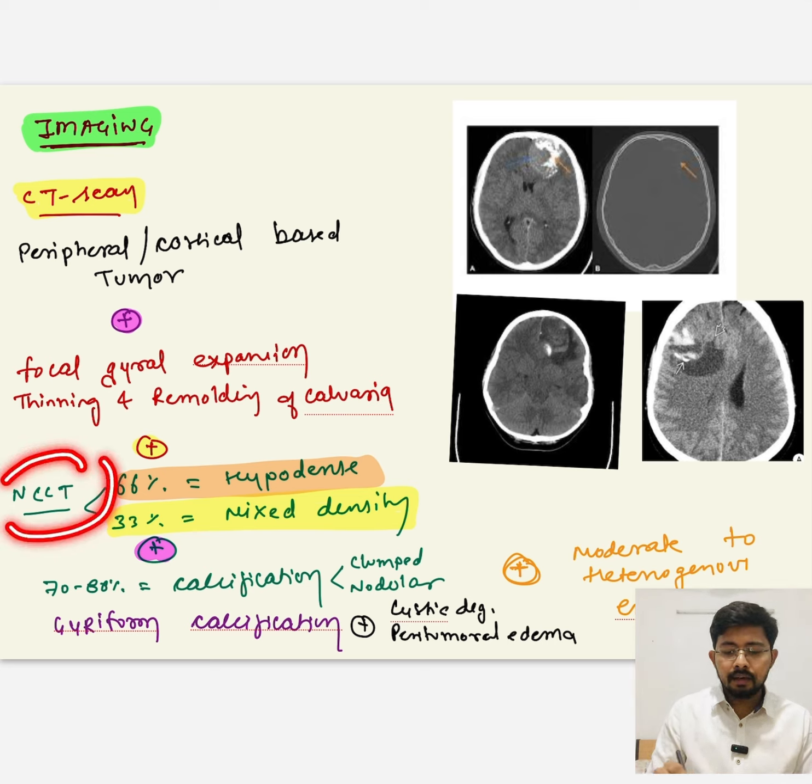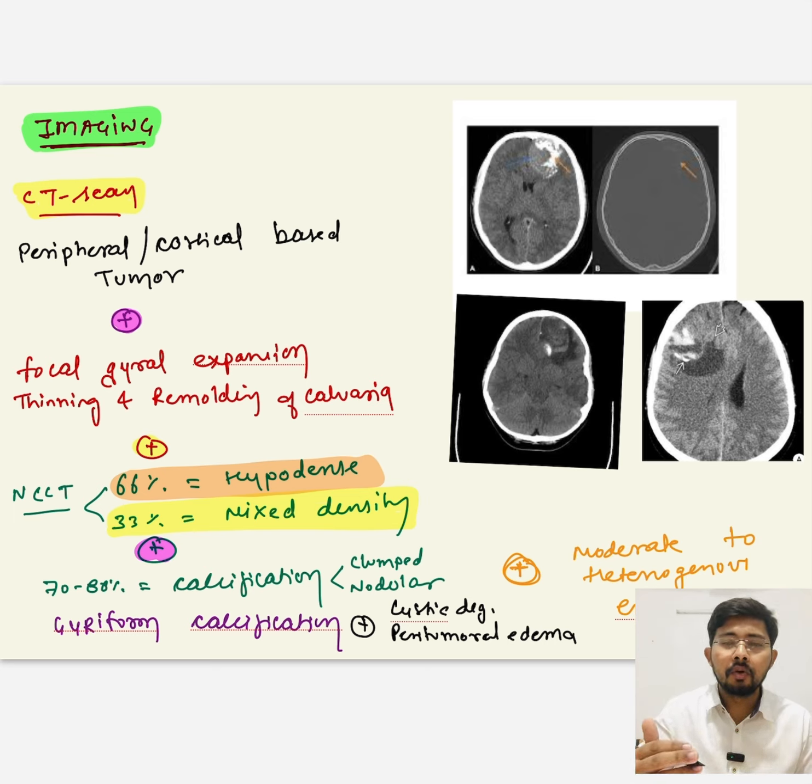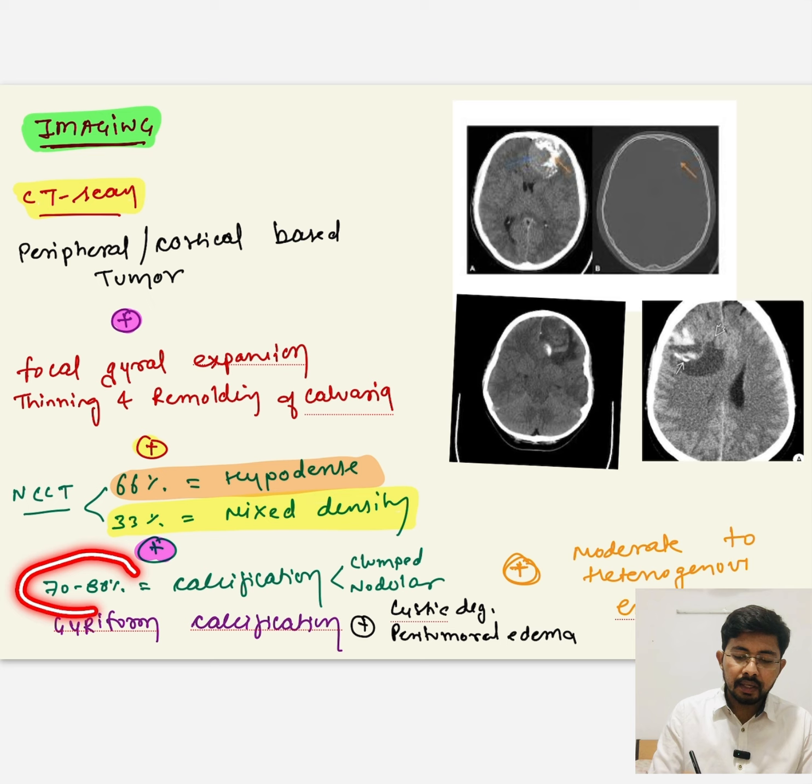On CT scan, we can see mixed types of densities. Two-thirds of patients will have hypodense lesions, while 33%, or one-third of patients, have mixed density because of hemorrhage, cystic changes, or calcification. In 70 to 80% of cases there will be calcification, which is clumped and nodular.